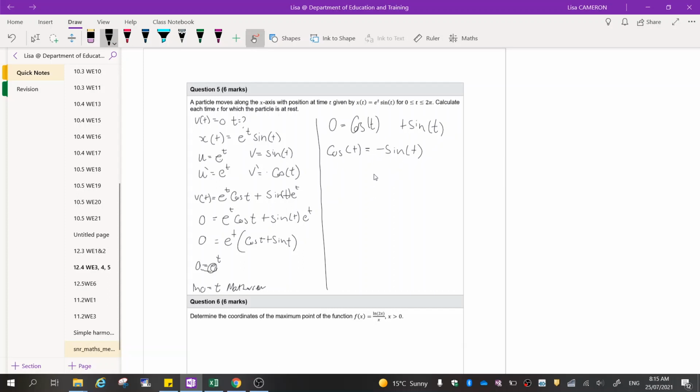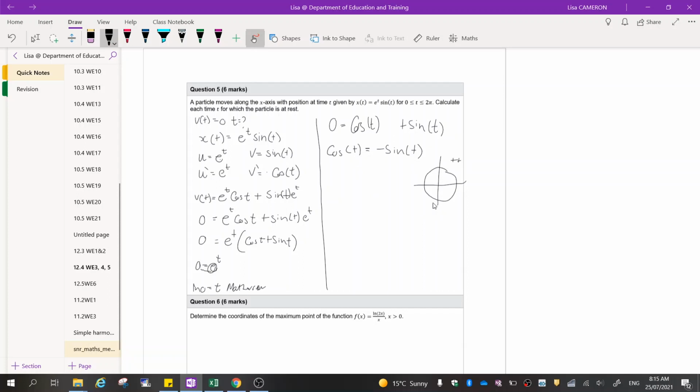Okay, it doesn't matter which one you move around. So now all I have to do is look for the values that will make this true. So I'm thinking about my unit circle. We want cos t to be positive and sine t to be negative.